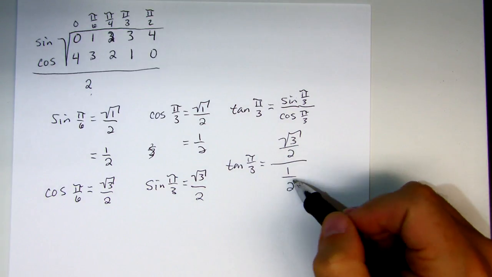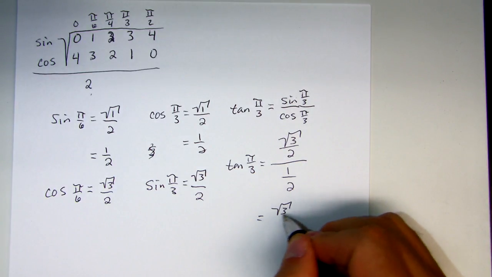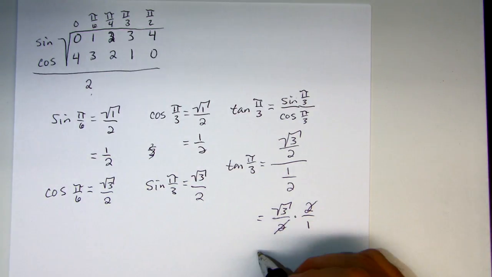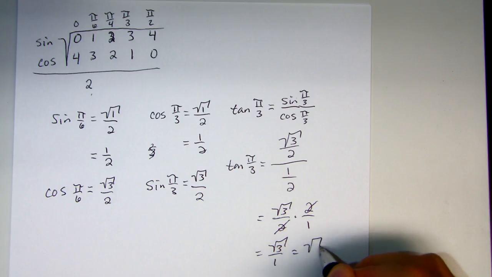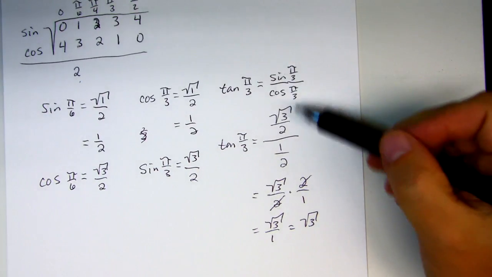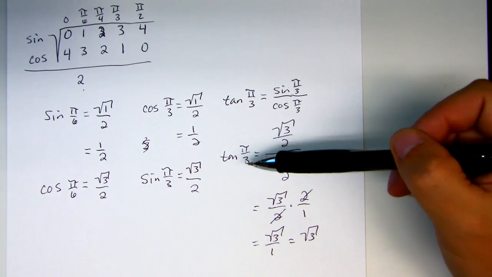And then when I divide fractions, I invert and multiply. So this is radical 3 over 2 times 2 over 1. The 2's go away. I get radical 3 over 1, which is just radical 3. Okay?